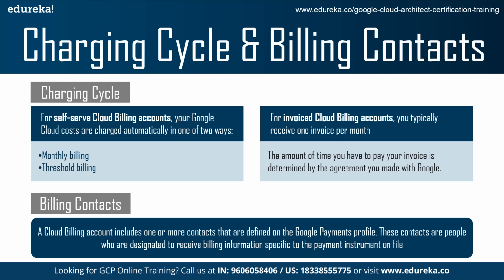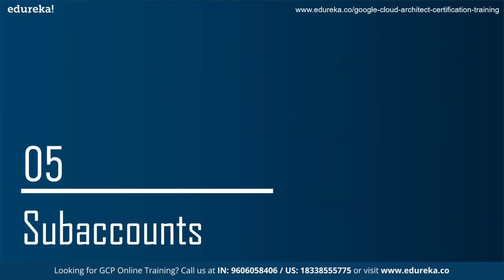Now let's understand the billing context. A cloud billing account includes one or more contacts that are defined on the Google Payments profile that is connected to the cloud billing account. These contacts are people who are designated to receive billing information specific to the payments instrument on file, for example, when a credit card needs to be updated. To access and manage this list of contacts, you can use the payments console or you can use the cloud console.